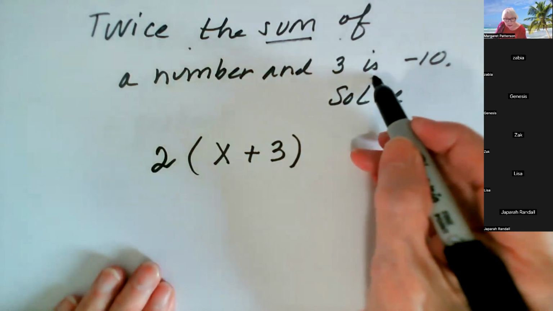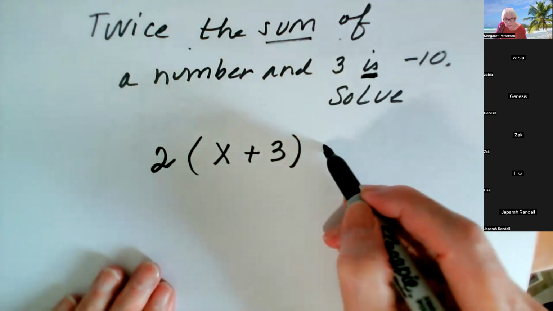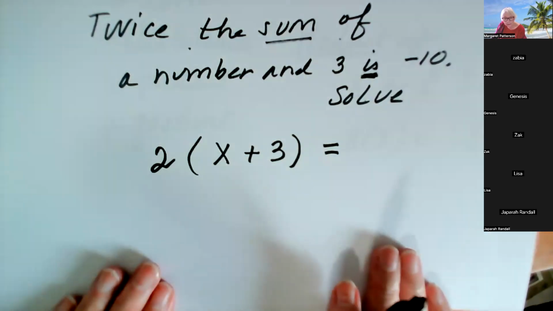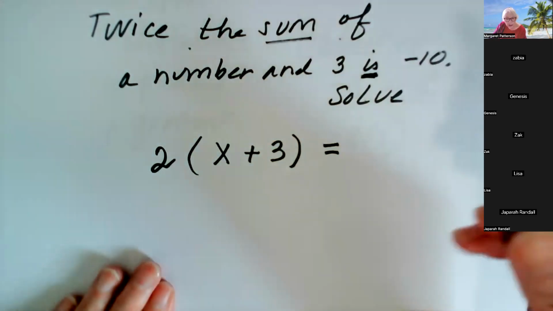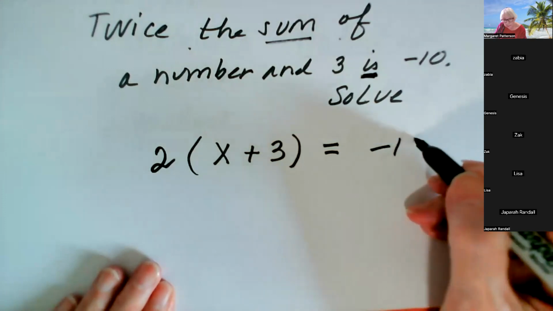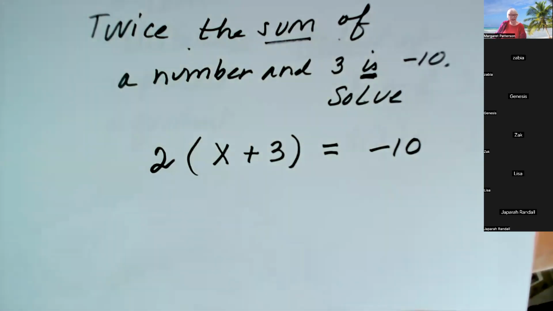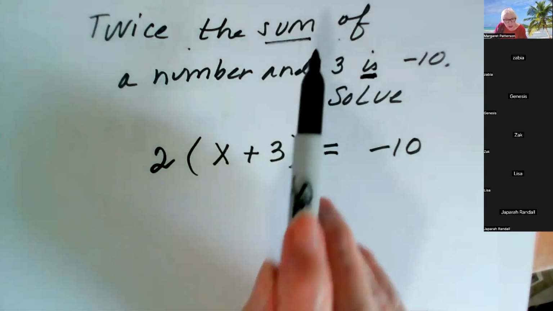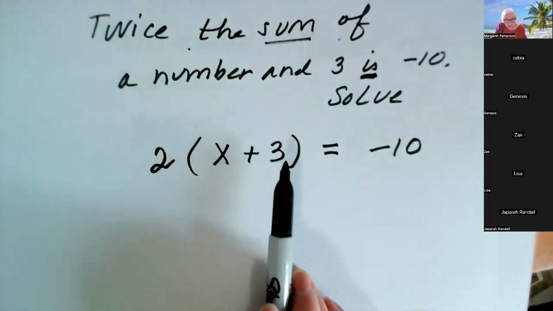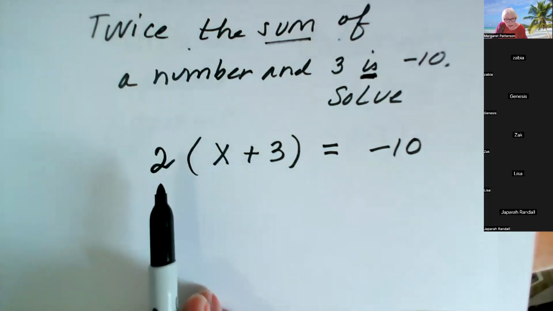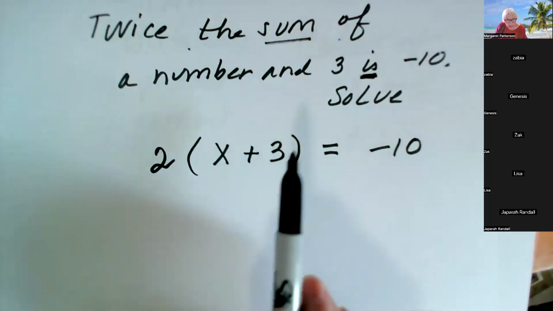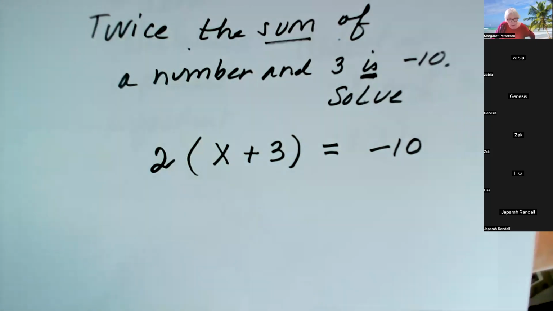The word is equals. And -10 is -10. Thank you for reminding me about this one. So the sum was X plus 3, twice, put a 2 out front. And that was one example where they actually used parentheses.